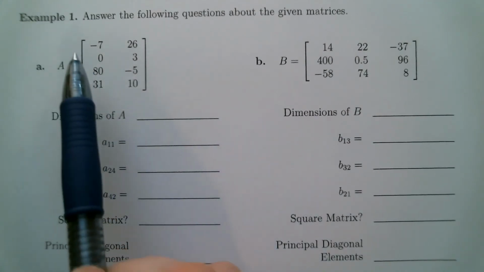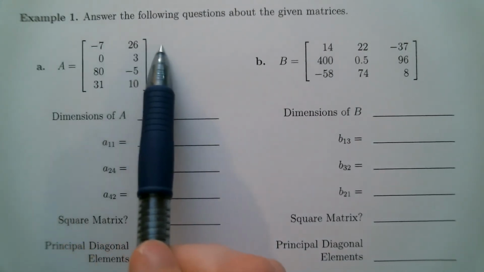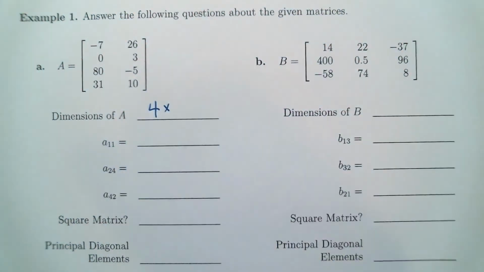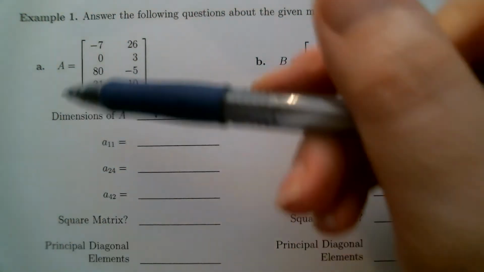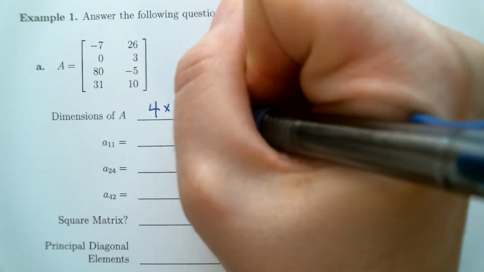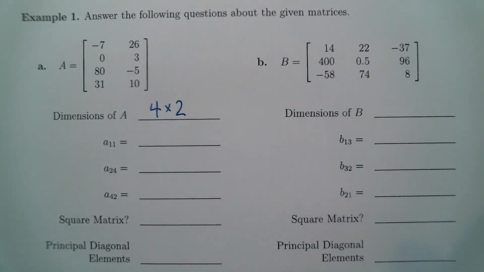So let's count the number of rows. This is row 1, 2, 3, 4. There are 4 rows. So you put that number first, and then you do the number of columns. It has 1, 2 columns. So this is a 4 by 2 matrix. Always row by column, really cool.